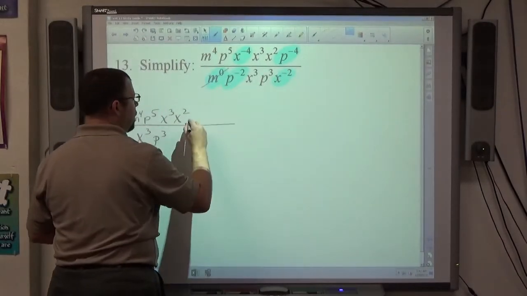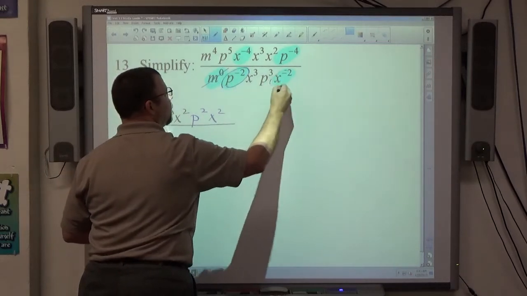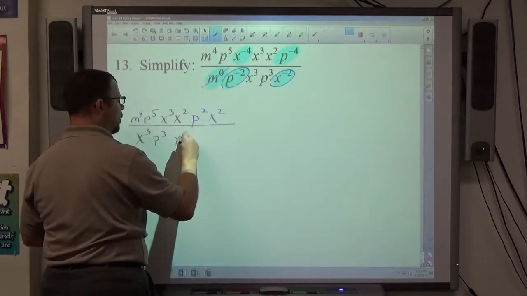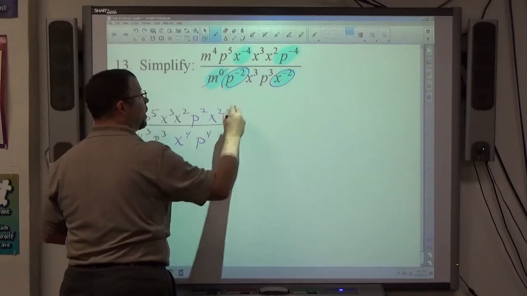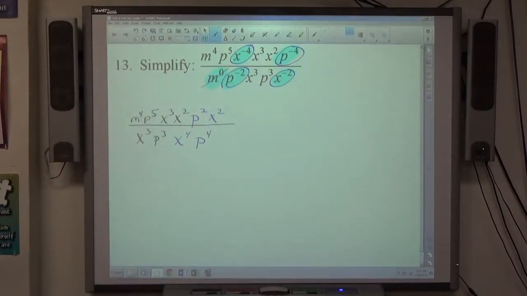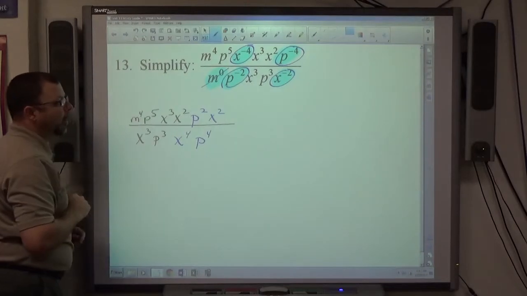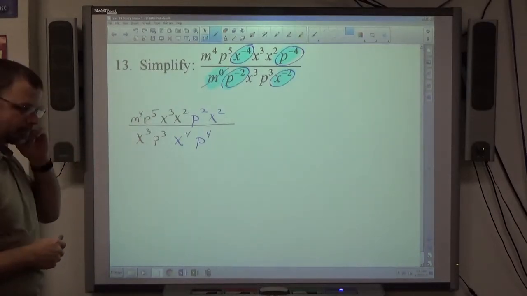So if I move a p squared up and an x squared up, that takes care of this one and this one. If I move an x to the fourth down and a p to the fourth down, that takes care of this one and this one. So every object in that original problem has been dealt with. The positive powers stay where they were, the negative powers moved, the 0 power went away. Now we're left with this problem.